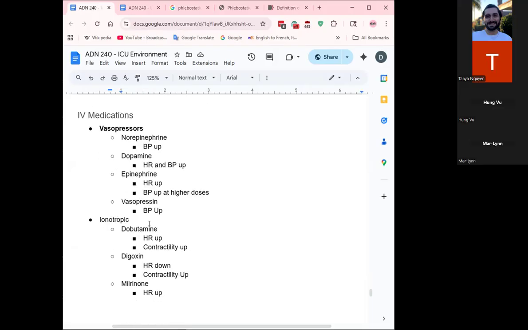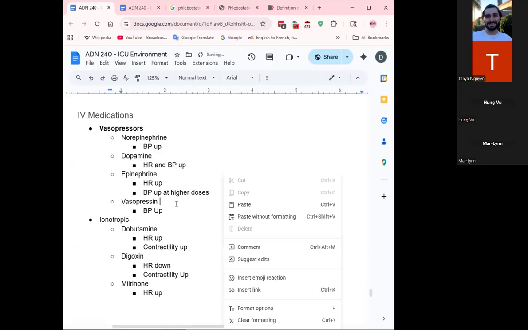Here I have a list of typical medications that you will see. They will be put into more detail later on in week 3, but for now, the idea is your norepinephrine is going to be primarily increasing your blood pressure. Your dopamine is going to be increasing your heart rate and blood pressure. Your epinephrine is going to be primarily increasing your heart rate, but it can increase your blood pressure at higher doses. But for now, just think of it like blood pressure, heart rate, this one does both. And then there's your vasopressin. Your vasopressin is your antidiuretic hormone.